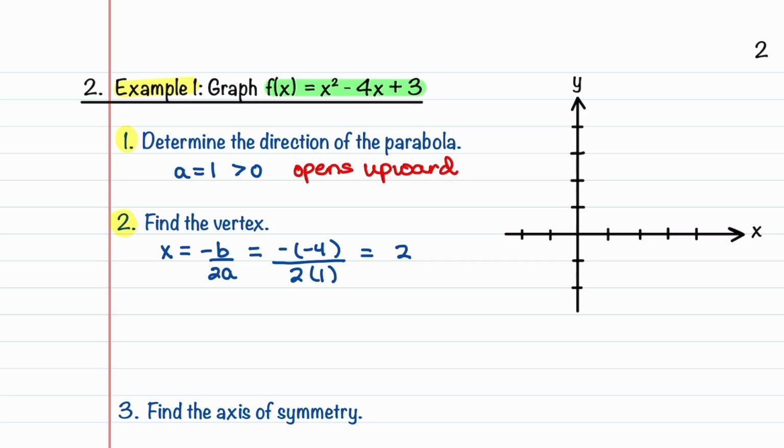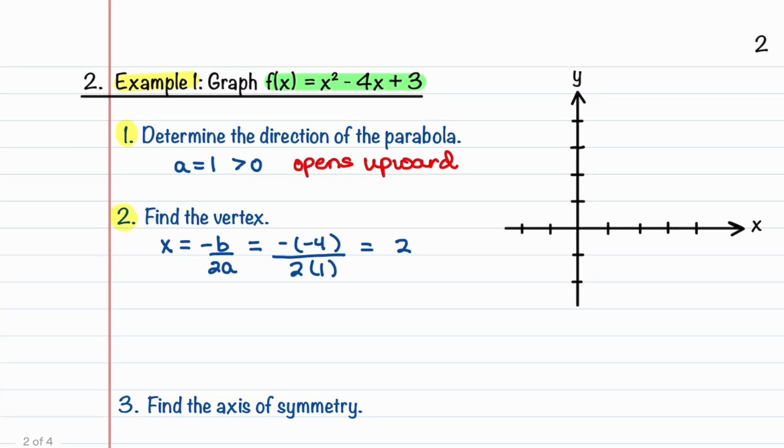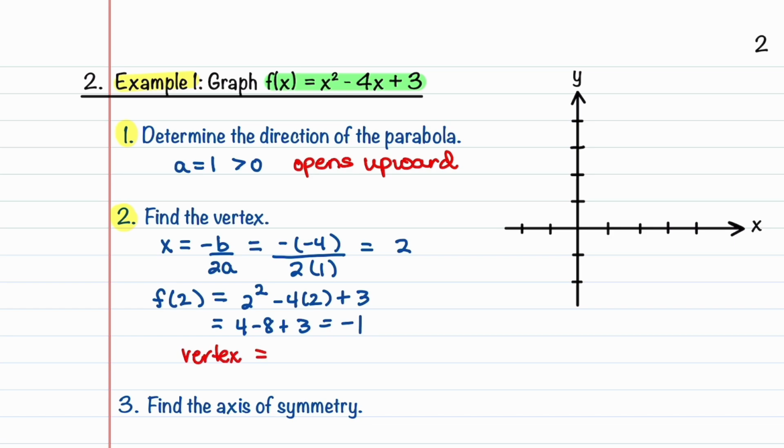Now we need to find the y component. So we're going to take this value of x and plug it into our function and get our y value. f of 2 is going to be 2 squared, looking again at the green highlighted function up above, minus 4 times 2 plus 3. This is equal to 4 minus 8 plus 3, which is equal to minus 1. We can now write down that our vertex is equal to our x value, which is 2, and then our y value, which we just found, is -1.